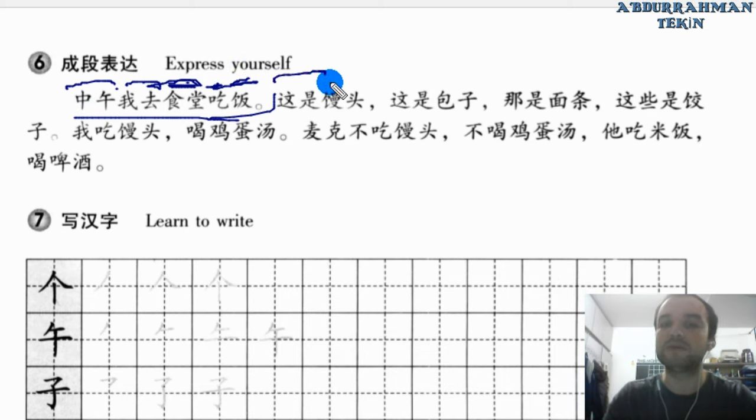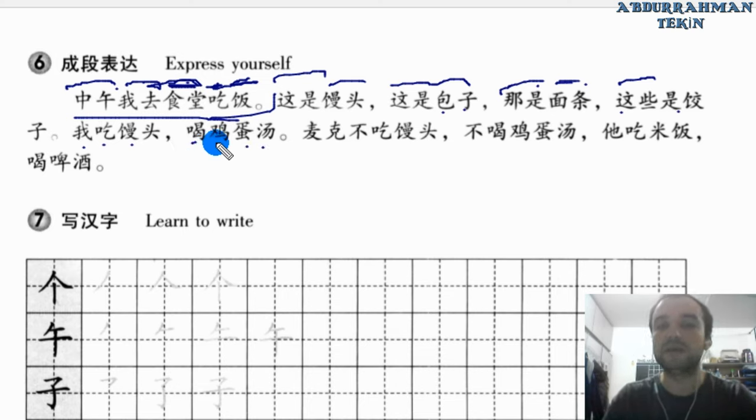这是馒头. This is 馒头. 这是包子. This is 包子. Not sure. That is 面条. 面条 means noodle. 这些是饺子. 这 means this. 这些 means these. These are 饺子. 我吃馒头. 我 I, 吃 eat, 馒头. I eat 馒头. 喝鸡蛋汤. Drink 鸡蛋汤. Egg soup. Drink egg soup.